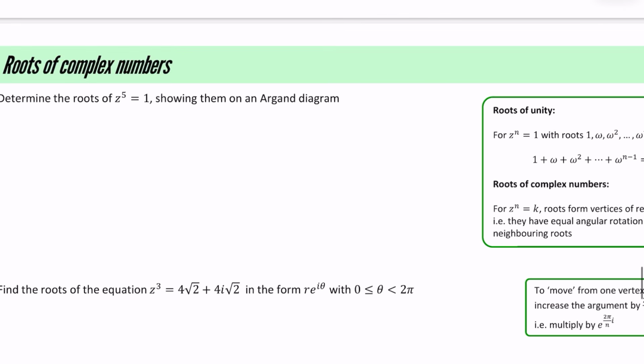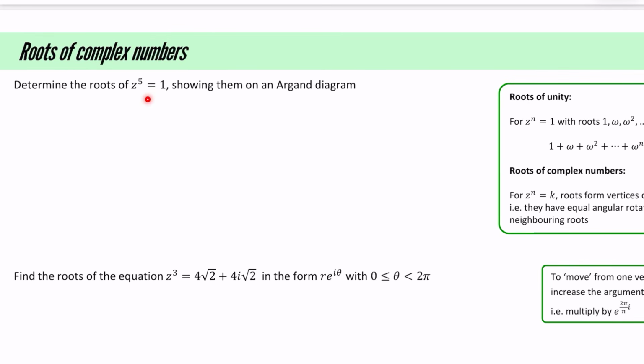So, we'll start off with a roots of unity question, which is z to the power of 5 equals 1. Determine the roots of this, showing them on an Argand diagram. Well, we know that one of the roots, when we have z to the power of 5 equals 1, has obviously just got to be equal to the fifth root of 1, which is just going to be 1.